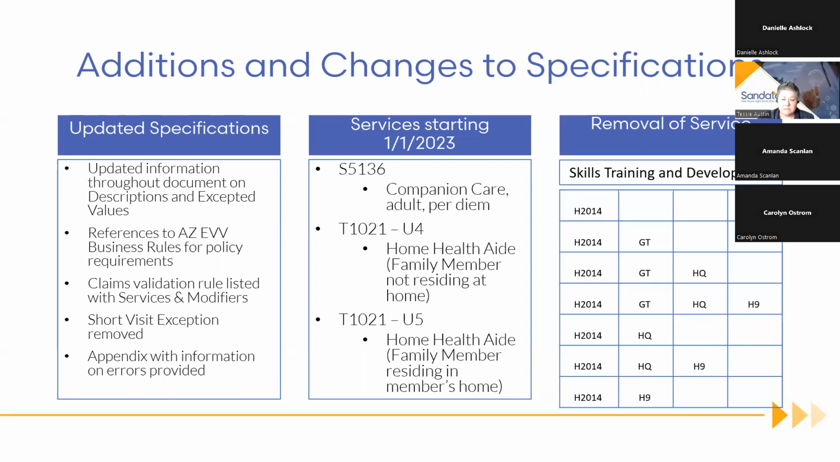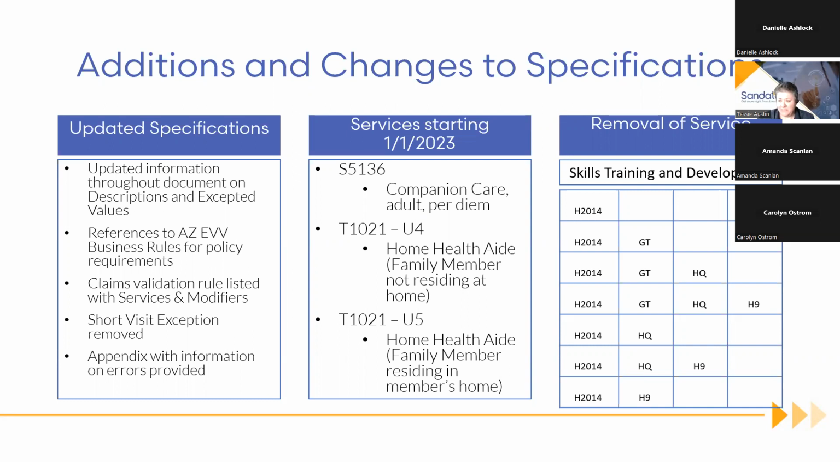We've also listed the claims validation rules with the service and modifiers. The short visit exception is removed currently, so there's no exception for short visit. That may be back in the future. And then the appendix has some information on errors provided. So that's the update on the specifications.